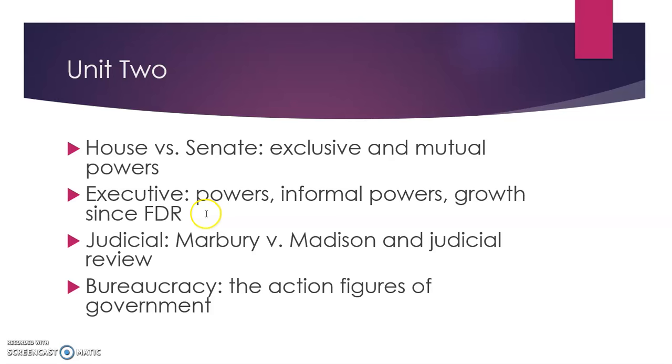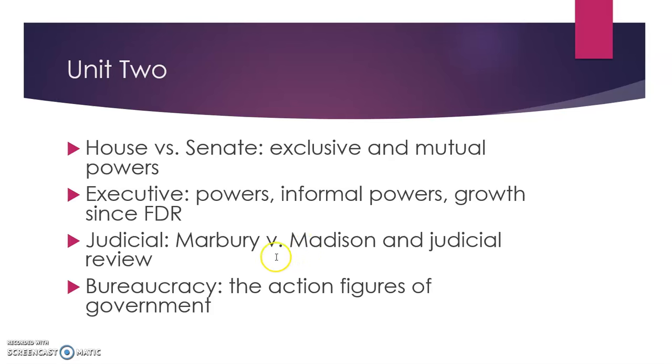And keep in mind that we've had significant growth in the executive branch since the times of FDR, thanks to things like executive orders, executive privilege, and of course, the war powers. The most important power of the judicial branch is the power of judicial review, and that comes out of Marbury v.